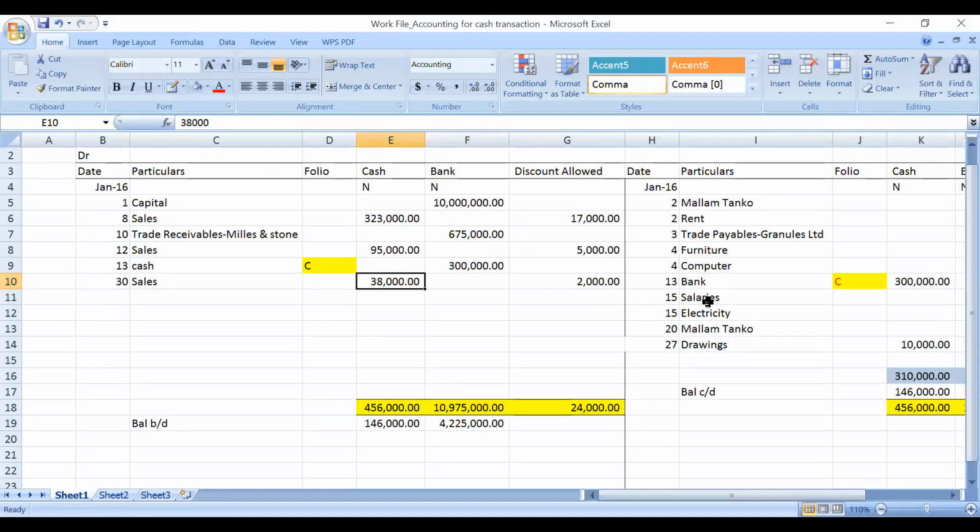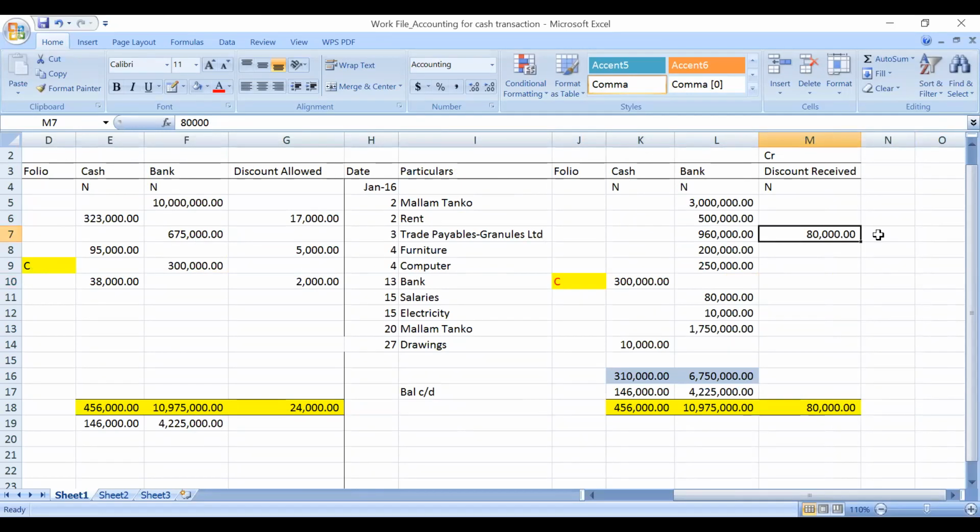We also receive a discount. So the last ledger that we need to have now is the discount received. We also receive a discount of 80,000 naira. And who do we receive this discount of 80,000 naira from? We receive this discount from Grinders Limited, on the third.